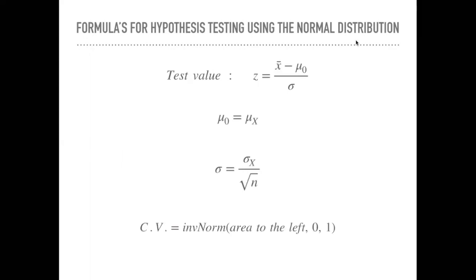So let's talk about using the standard normal distributions. This is where we know the population standard deviation. We are going to find our test value based on this. The sample mean minus mu naught divided by sigma over the square root of n, where mu naught is equal to the mean of our data values and sigma is equal to the standard deviation of your data values. So basically we're using the same things that we had from our central limit theorem. Now our critical values, we're using our normal distribution. So we would be saying inverse norm, area to the left, the 0, then 1.